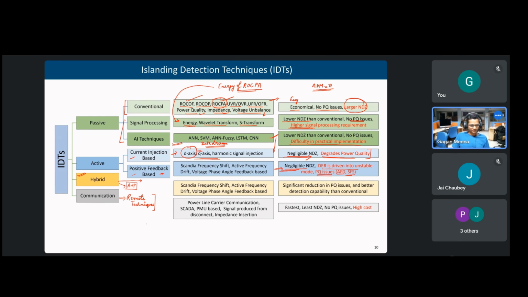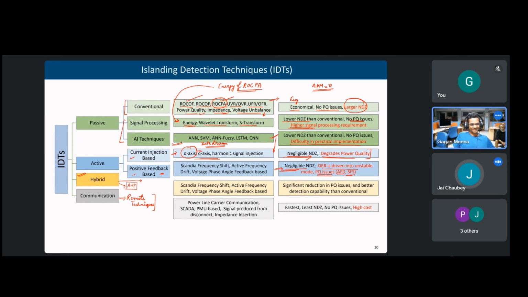So what we can say, the advantage of passive techniques is that they are simple in implementation. If we use the conventional techniques, these are simple in implementation and also economical. So their advantage we can exploit. In active, what is the advantage? The passive has the disadvantage of large NDZ, while active has the advantage of negligible NDZ. So we can exploit these two.